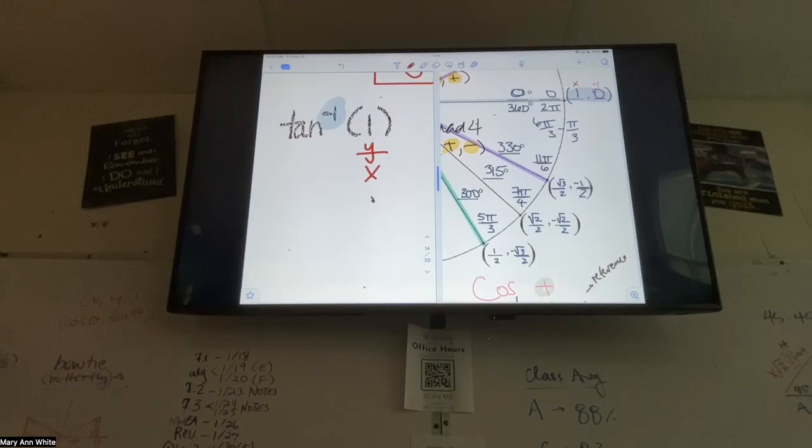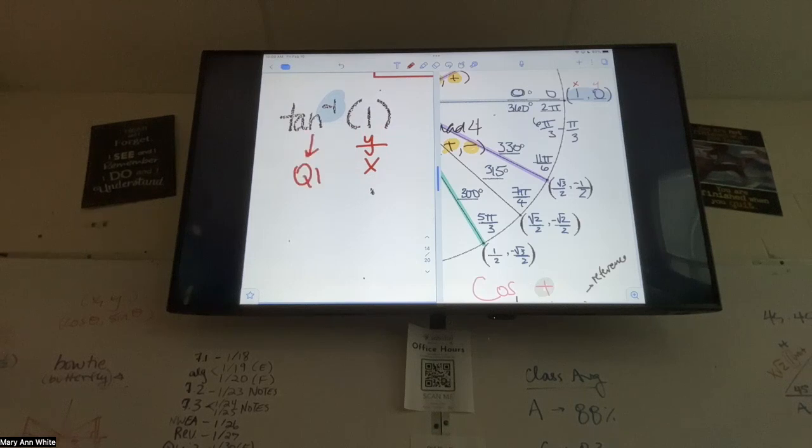If we've done enough of these, we should start recognizing that. The only way to get 1 is to have the same number on my x and my y, which would be my 45-degree. Which quadrant am I doing for this one? Am I doing the 45 in the first or fourth quadrant? First. Good. And so what's my radian degree of 45? Pi over 4. Good. In the first quadrant, pi over 4.